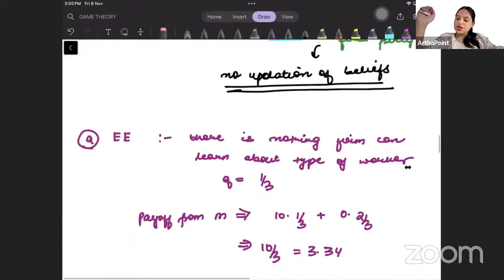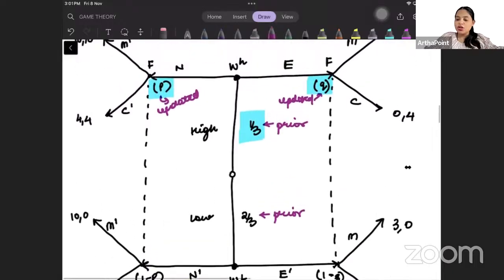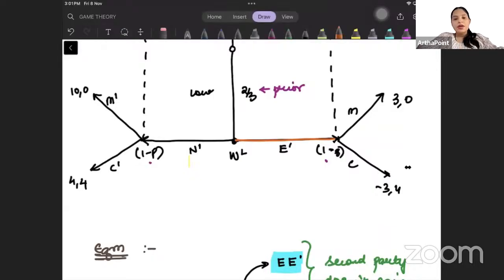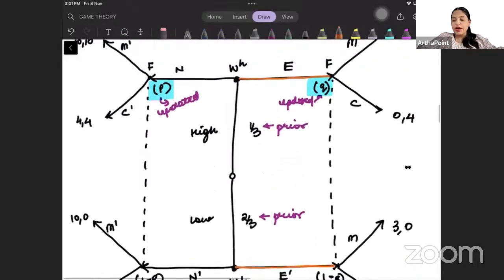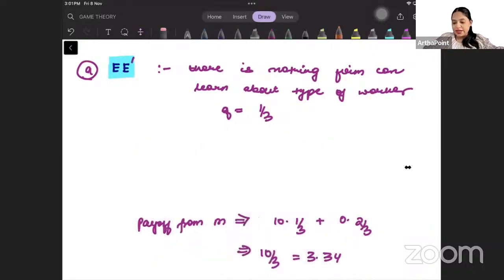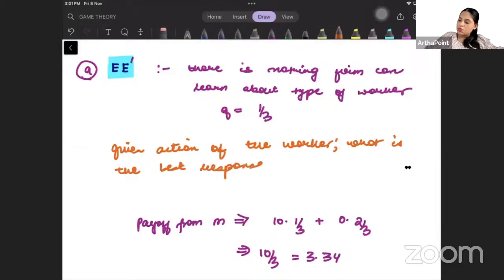Now we are looking at the first equilibrium, which is E dash. That means he is going ahead and getting education in both the cases. E dash. He is getting education in both the cases. So now an important question that arises is: what will be the best response of the firm? Given the action of the worker, what is the best response of the firm?